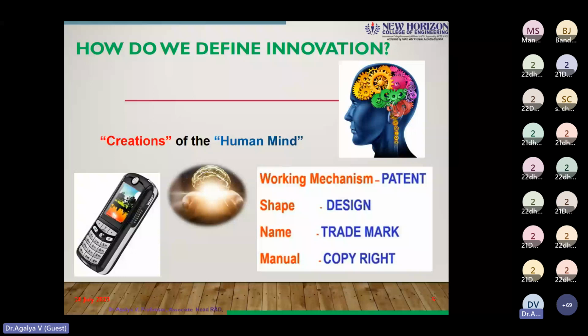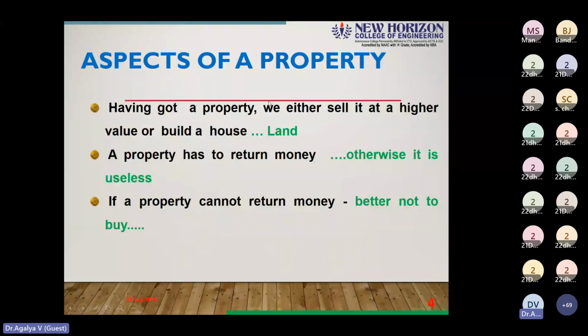Sorry for the interruption. So you can just look at the slide. There is land. We can call it a property, and generally properties are classified into two categories. One is tangible property, the other one is intangible property.